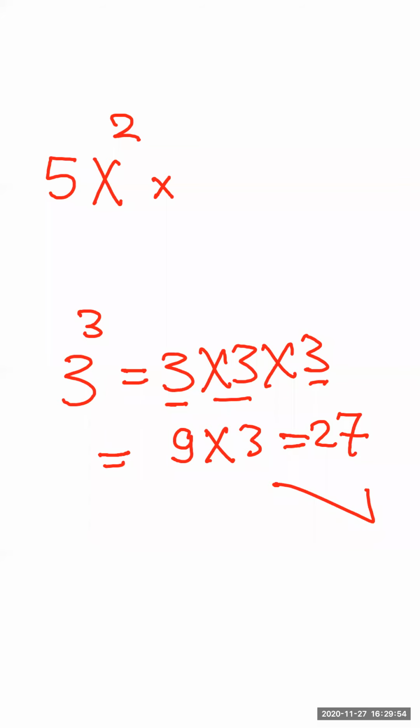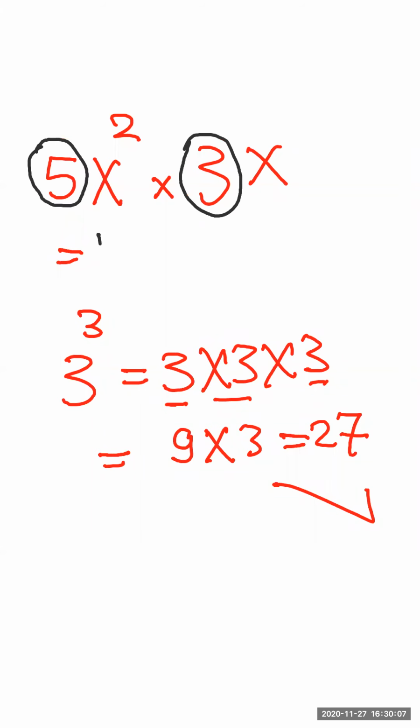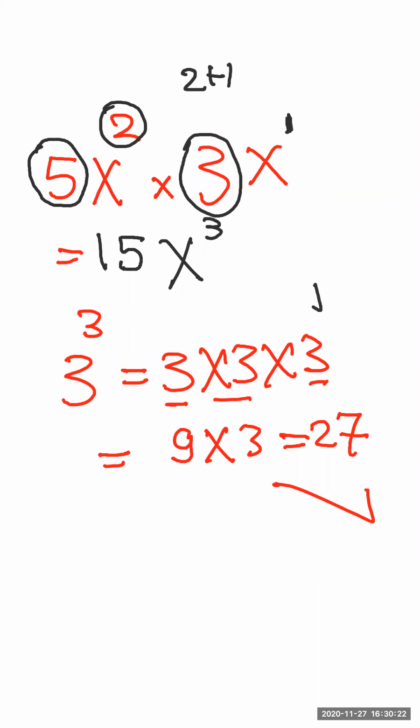Then, guys, if I want to multiply 5x squared times 3x, as we said, very simple. First, I will multiply the coefficients, 5 times 3, which will equal 15. Then x power 2 times x power 1, of course, so this one at the power of 1. So it will equal x at the power of 2 plus 1, right? 2 plus 1, so x power 3. That's it. Now it's clear?